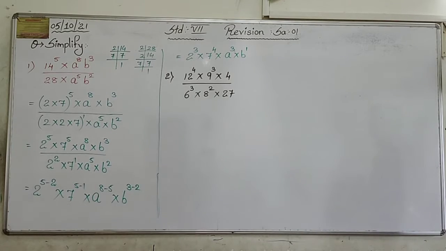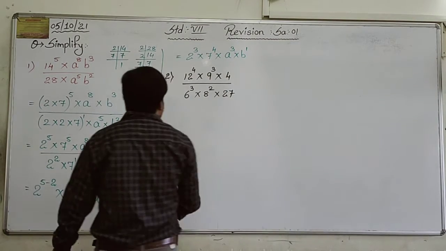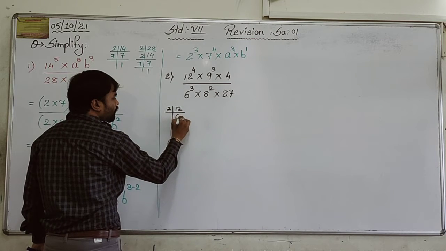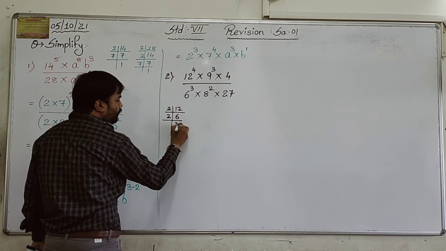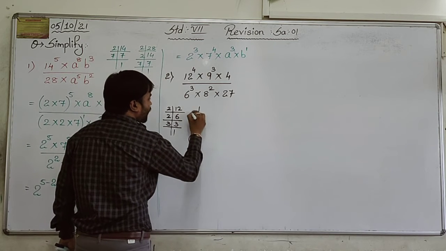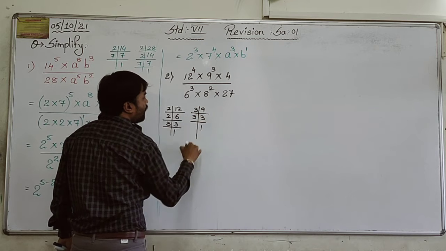Now here you can see that all the numbers are composite. So first thing I am going to do is draw out the factors. The first factors of 12: 2, 6, 2, 3, 3, 1. Then factors of 9: 3, 3, 3, 1.